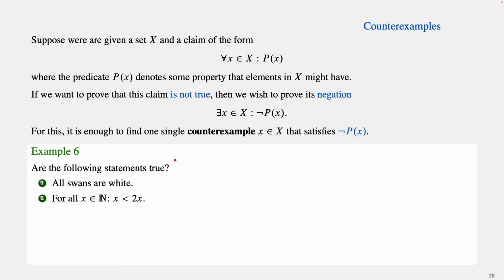Here are two very simple examples. Test if the following statements are true. First, all swans are white. And second, for all natural numbers x, x is strictly smaller than 2x.